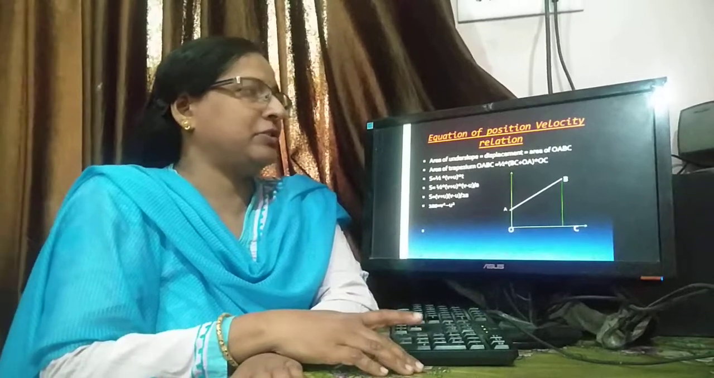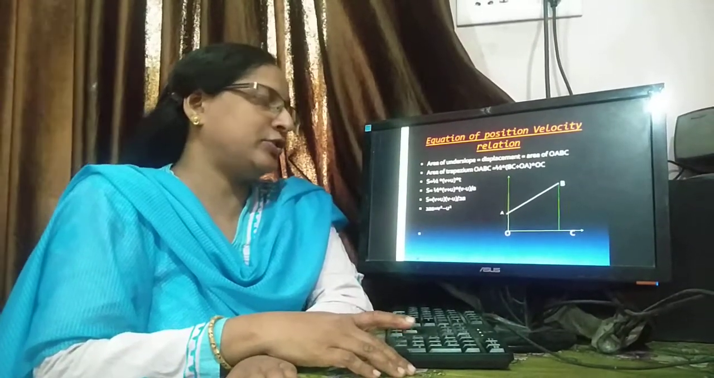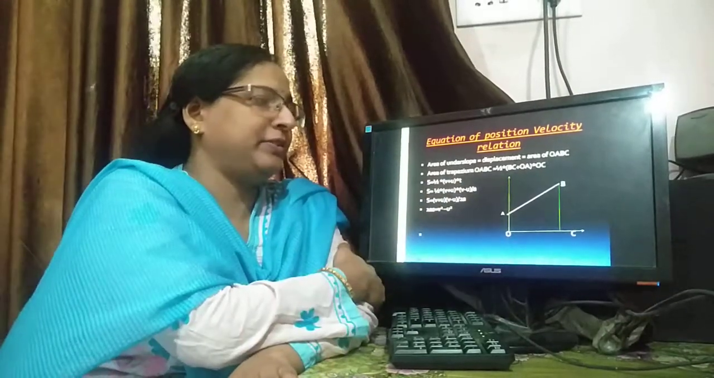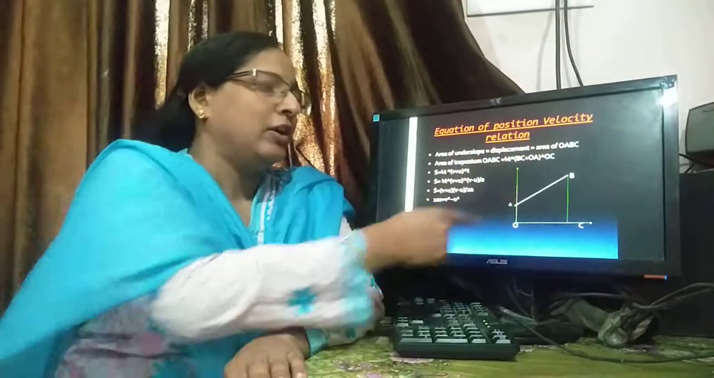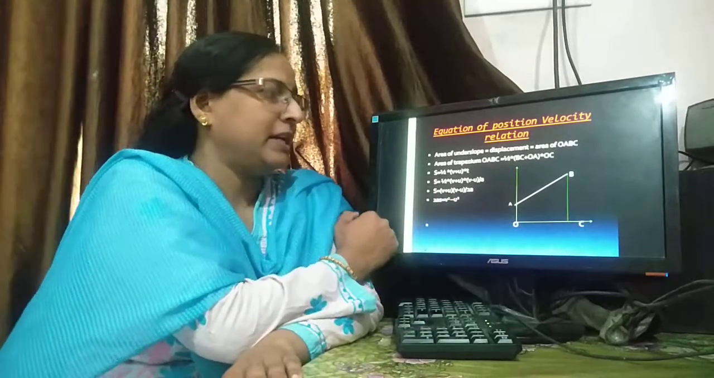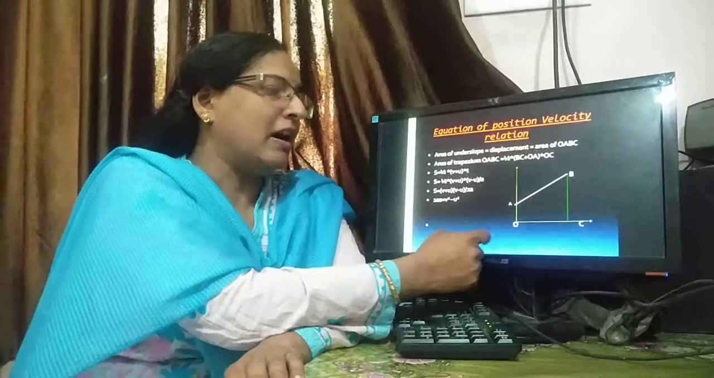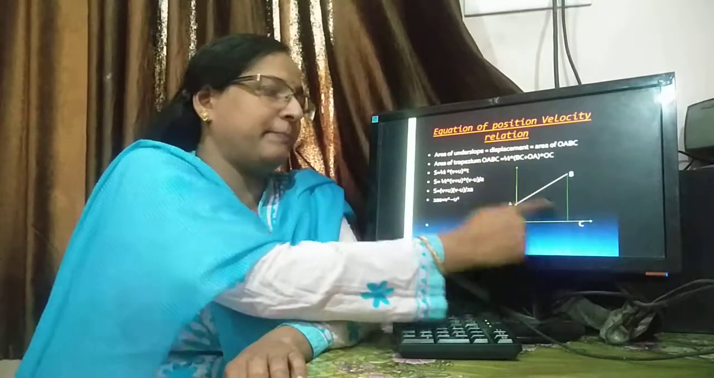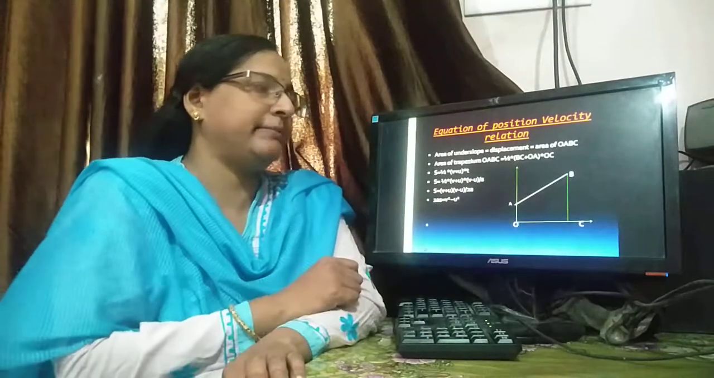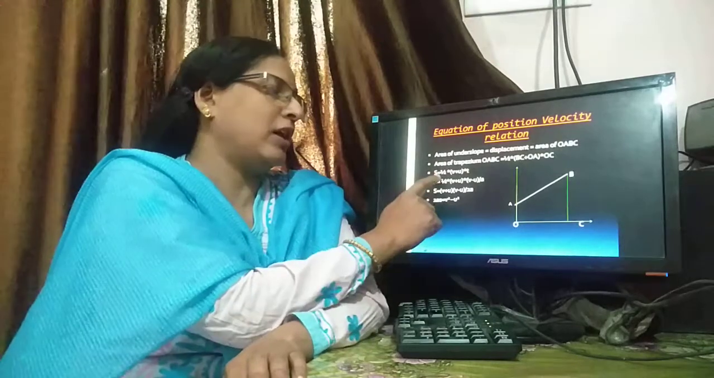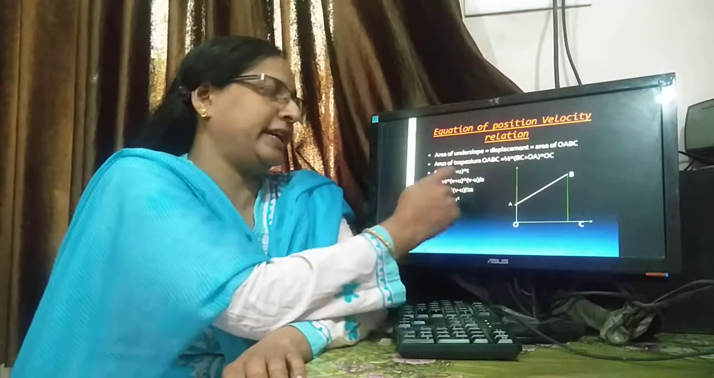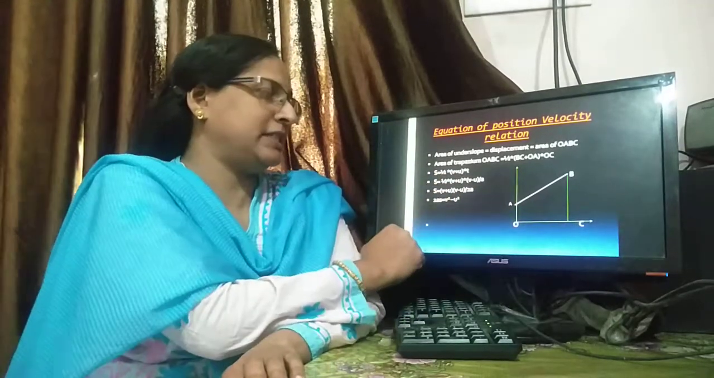Moving over to the third equation of motion, that is the position-velocity relation. Again, we are considering the same thing. The area under the slope will give you the displacement, which is the area of OABC. You can see that it is in the shape of a trapezium. Using the formula of trapezium, half into the sum of the parallel sides. OA and BC are the parallel sides, and the distance between them is OC. S is equal to half, the length of BC is V, and the length of OA is U, into the distance between them, which is T.